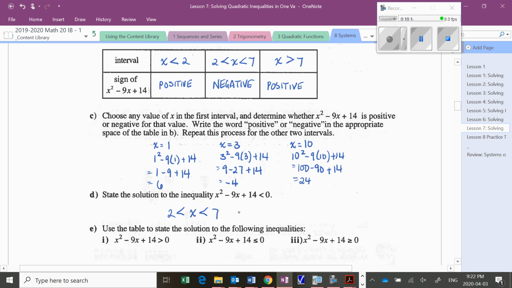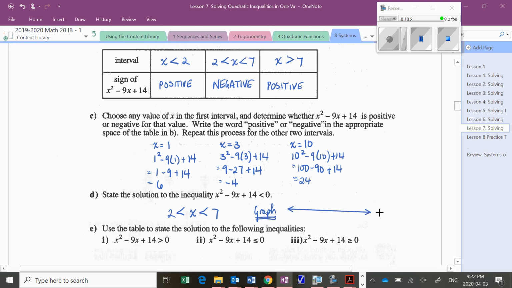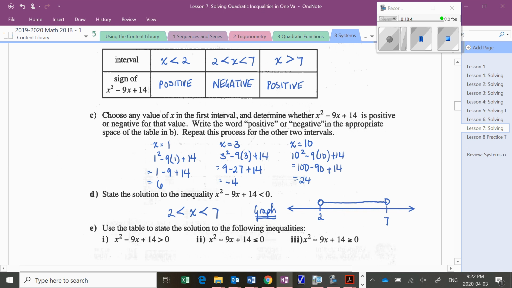We could also graph the solution. Perhaps you might be asked to graph that solution, in which case I'll use my fancy number line here. And so we're looking at, here's 2 and 7, and they're open circles because it doesn't include those, and it's all of the values that are between. So that's how we can graphically show our solution as well.